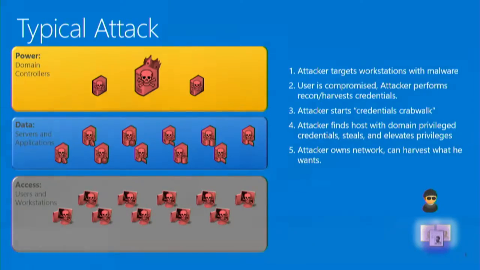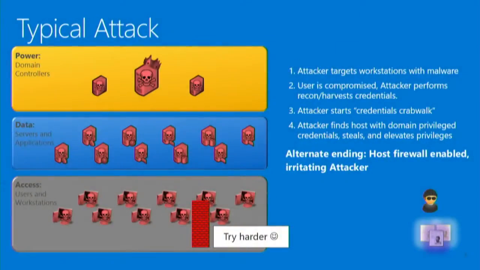But like all good sci-fi stories, I'd like to present an alternative ending. The alternate ending is that you had the host firewalls on. He couldn't do that recon, and he has to try harder. He can't just come in on any old workstation and automatically figure out all the keys to the kingdom. That's what that's about.